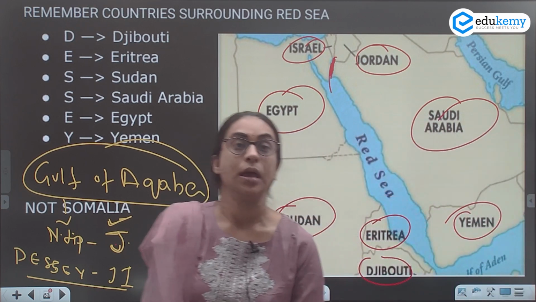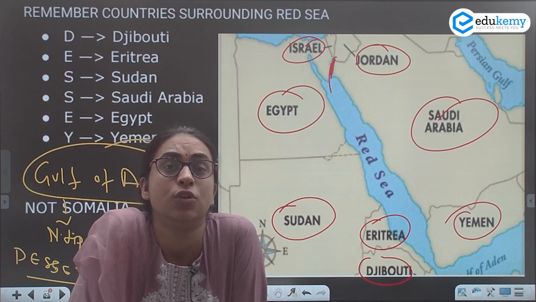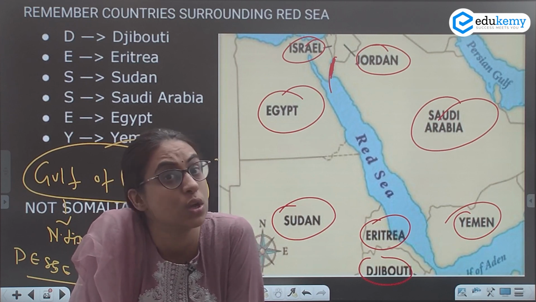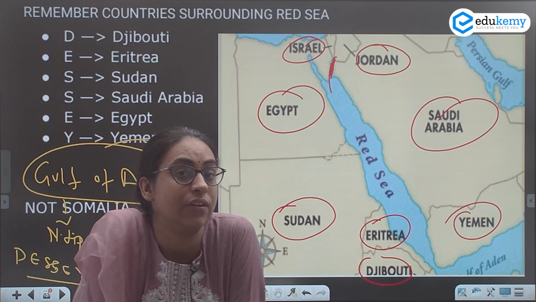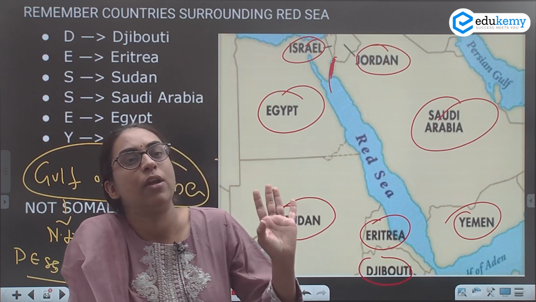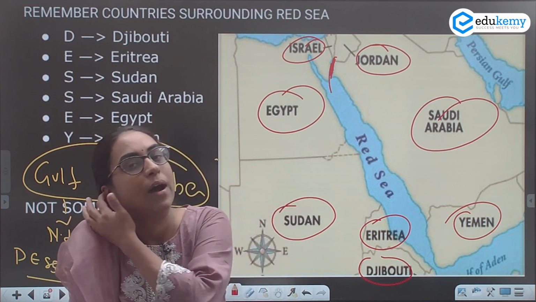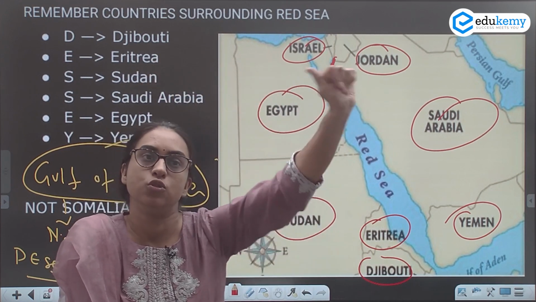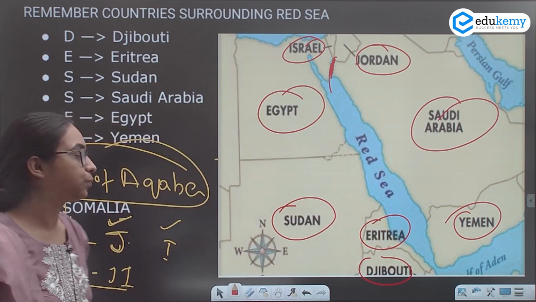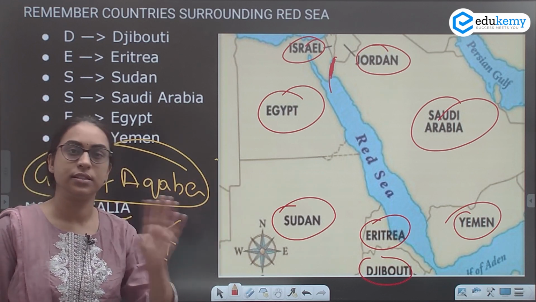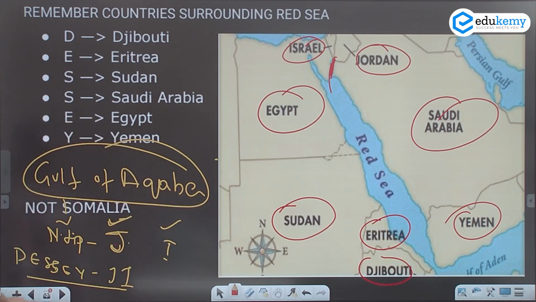Ma'am, if we get an MCQ, what should we do? Include JI also. But if you cannot arrive at the right answer, then go by the traditional approach, DESSEY. This will depend on the wording of the MCQ. But for comprehensiveness, you should say Jordan and Israel also, because the Gulf of Aqaba is a part of the Red Sea. Does Jordan open into the Mediterranean Sea? No. Not the Mediterranean Sea, but the Red Sea, yes.